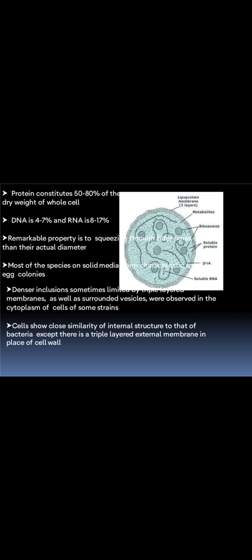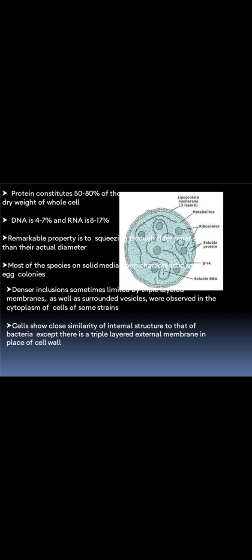If we take most of the species, these species grow on solid media. In the solid media, this particular organism forms fried egg colony characteristics. Denser inclusions are sometimes limited by this triple layered membrane. The cells show similarity to the internal structure of bacteria, except they have the triple layered structure in place of a cell wall.